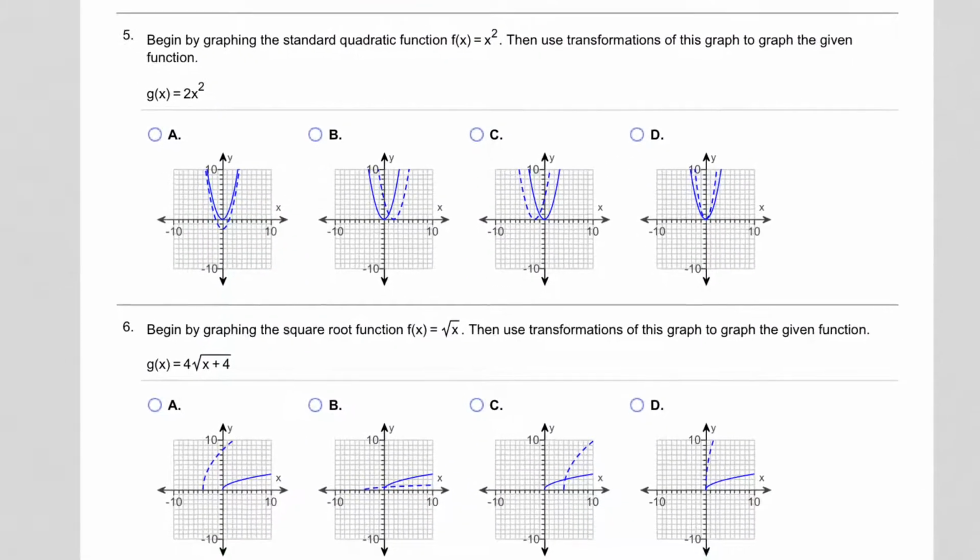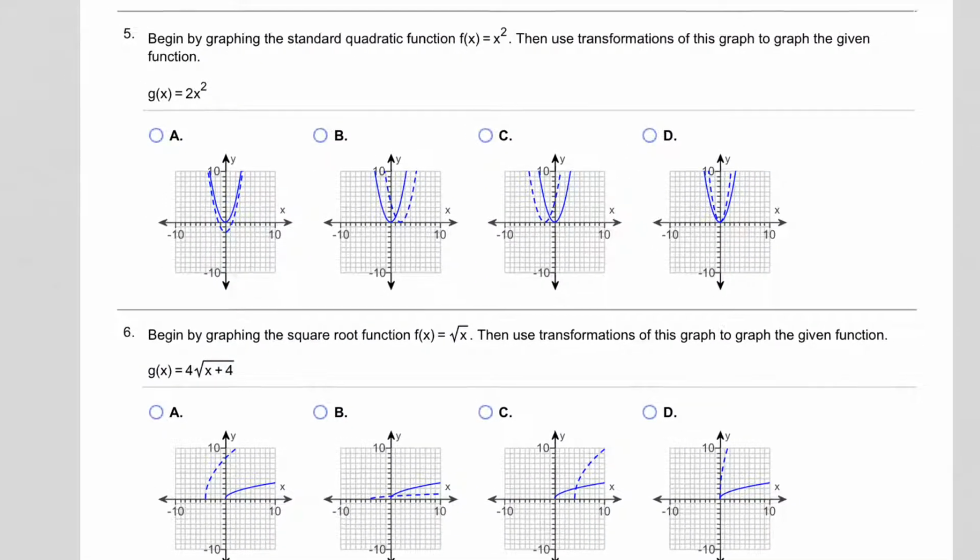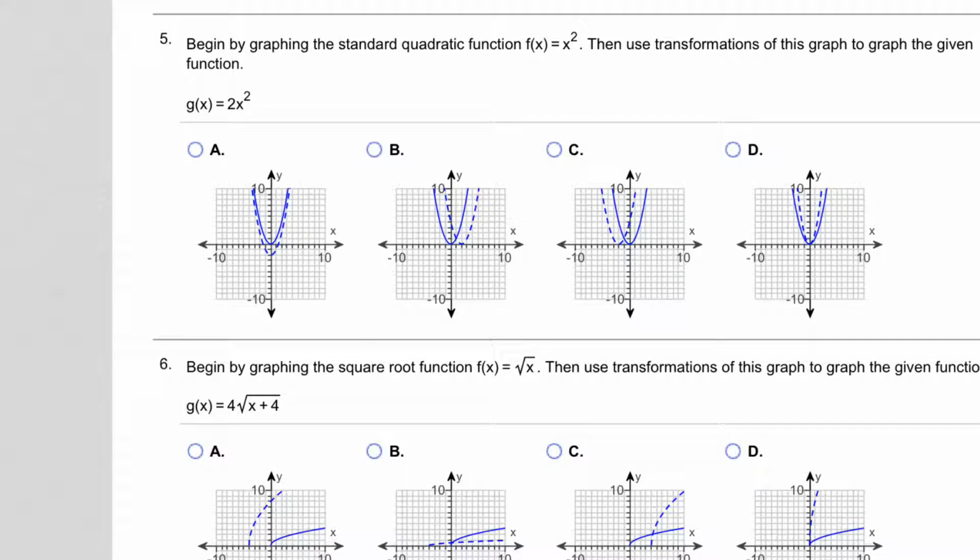Number 5. The only thing we see here is since this is on the outside, there's no parentheses. This is a, and it's greater than 1, so this is a vertical stretch. Okay, which means the values are pretty much going to be pulled away from the x-axis, and it's going to look narrow. So that would be D.